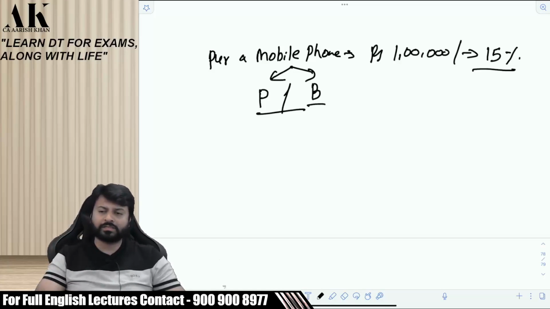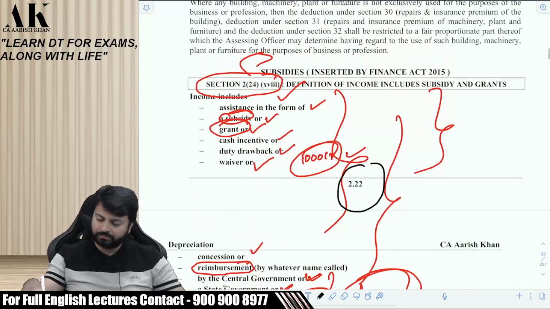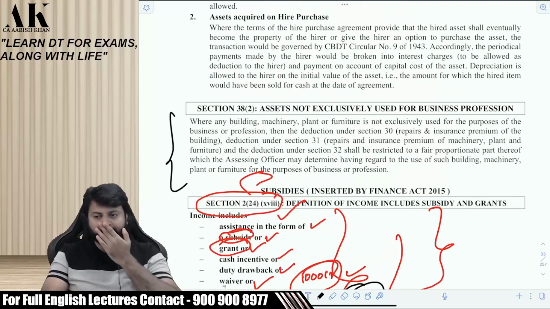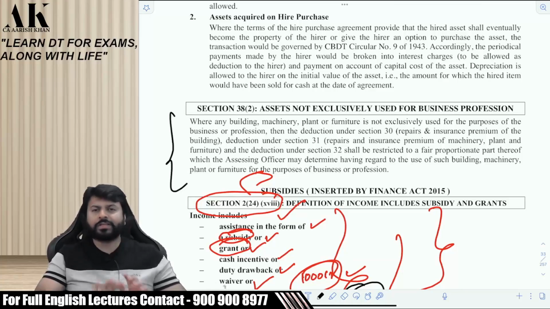But how much proportionate, Kajal? What will be the proportion of that? Okay, fine. No issues. Read this on page number 2.22. Read this paragraph. Ignore section 30 and 31. We don't know that as of now.